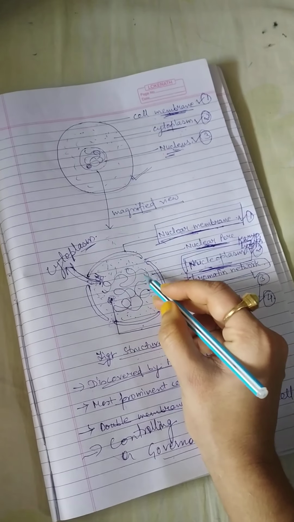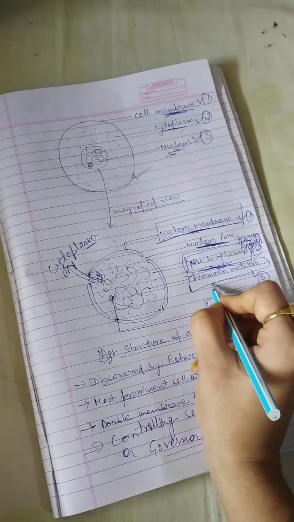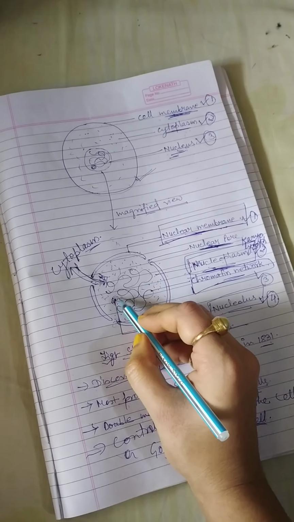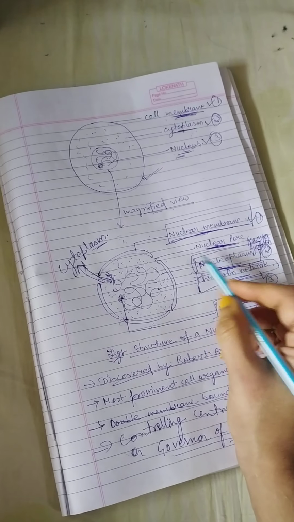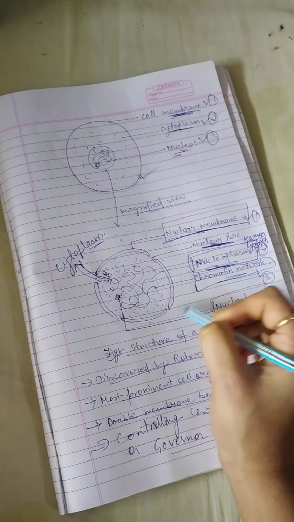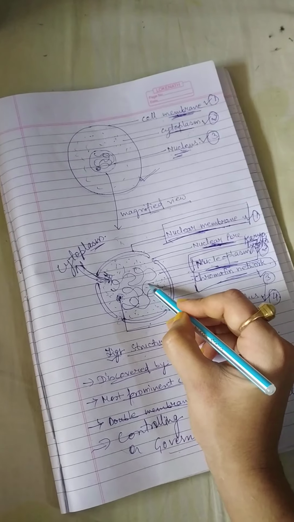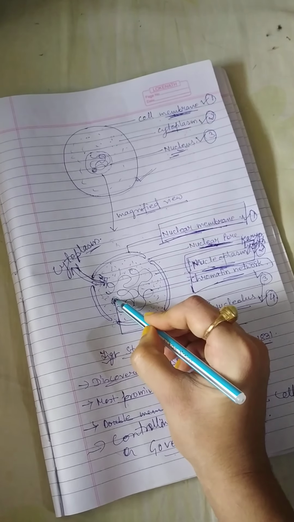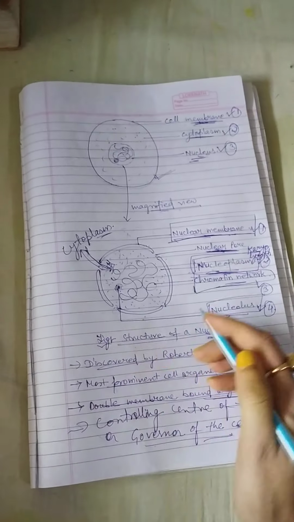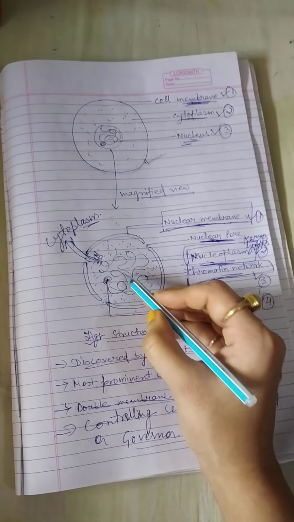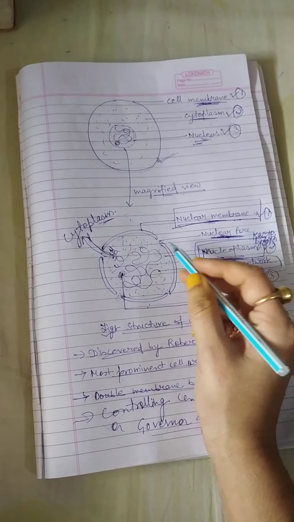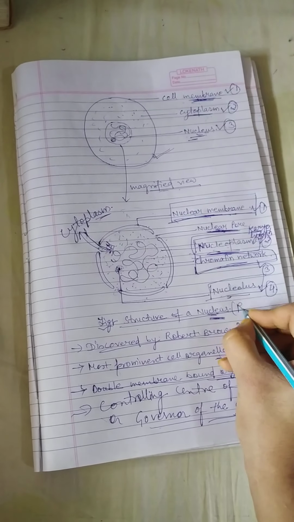This thread-like structure which you all can see is known as chromatin network, and another spherical structure is known as nucleolus. So nucleoplasm is nothing but a jelly-like substance which is enclosed by the nuclear membrane. It encloses chromatin network and nucleolus. The third important part is chromatin network. This is the nucleus which is in resting stage.